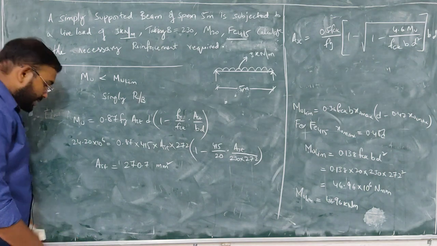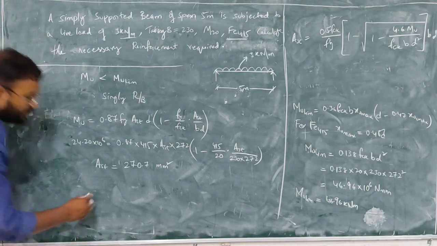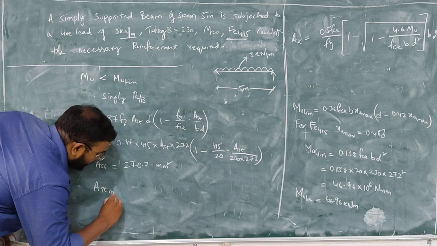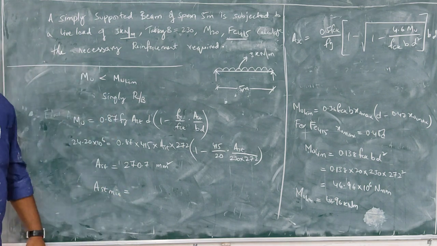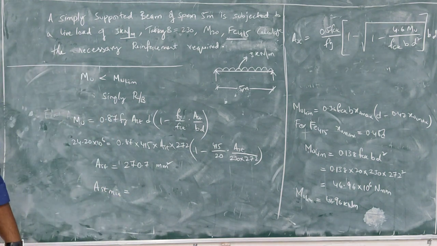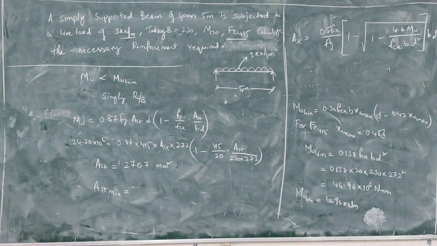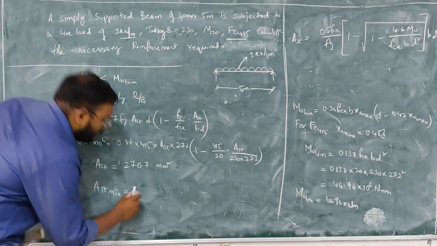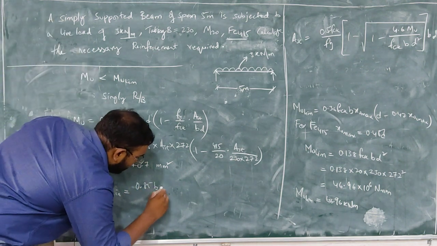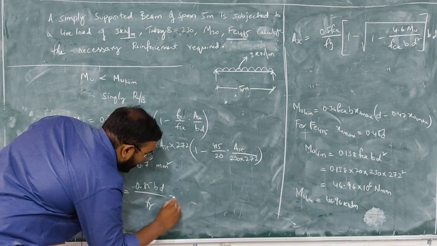Now next, there is one step we have missed. You need to calculate Ast minimum. How much minimum reinforcement is required? Okay, minimum reinforcement is given on page number 47, or 46. I have given you this page number. It is given on page number 47. Okay, Ast minimum is equal to 0.85 bd by fy.